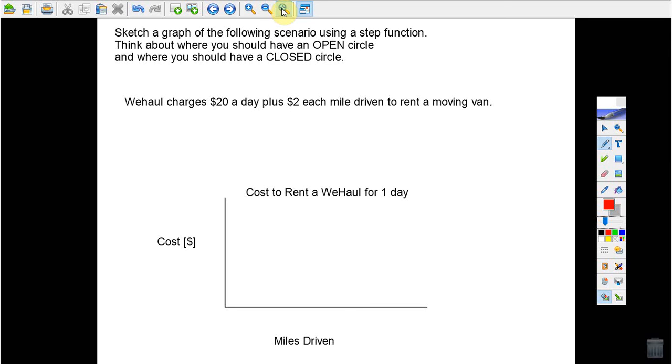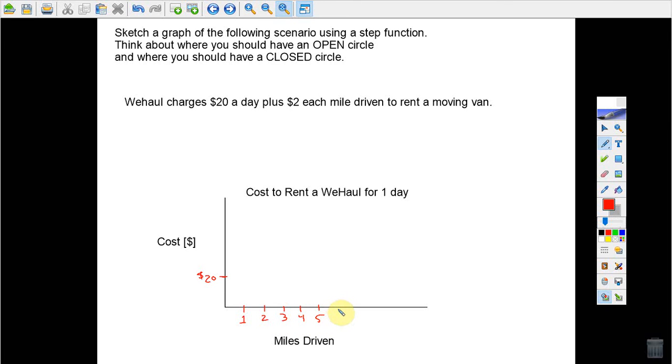Well, we can think about this. We know that it's going to start off at $20. That's the bare minimum you're going to pay. You have to pay them $20 to get it off the lot. Then you're going to do $2 per mile driven in addition to that $20. So we're going to have some markers down here on our x-axis that will be the number of miles that we drove that day.